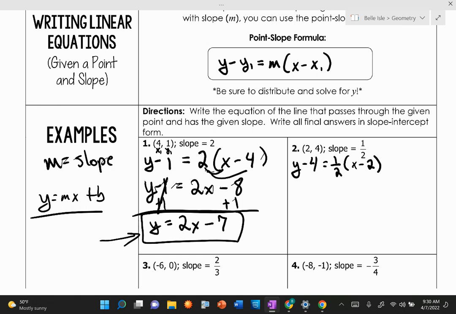When you are distributing that half, because the 1 is on top, you're basically putting everything over 2. So on the left side, you still have y minus 4.